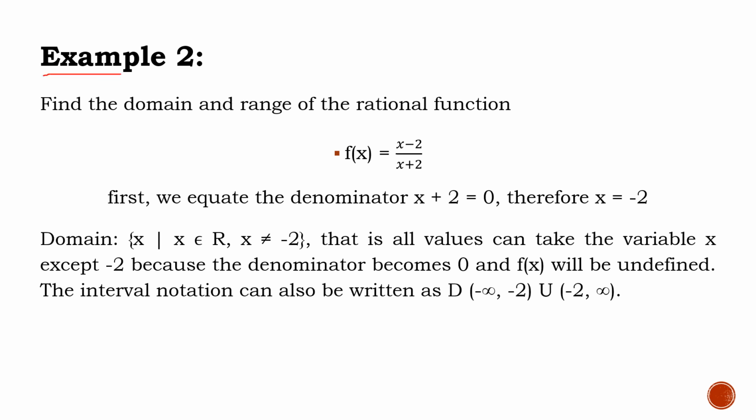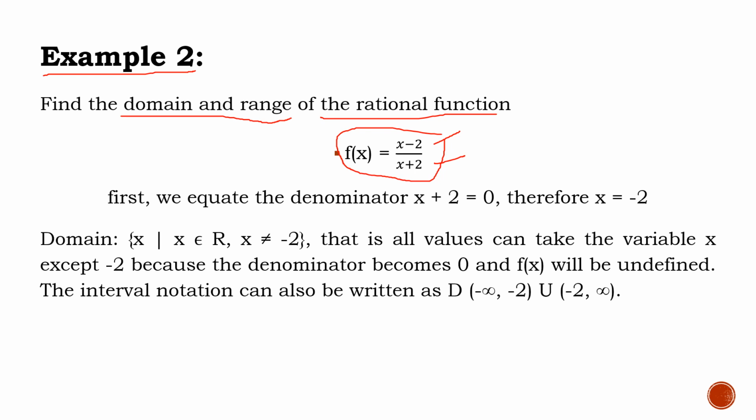So for example number 2, same thing, we're asked to find the domain and range of the rational function. Here, there's a given rational function. Let's check first if this is really a rational function. So we need to check both your numerator and denominator if they are polynomials. So x minus 2 is a linear function, considered as a polynomial. x plus 2 is still a linear function, still considered as a polynomial.